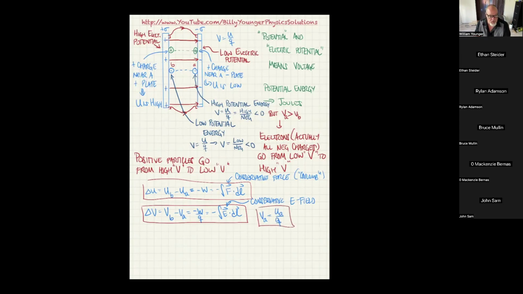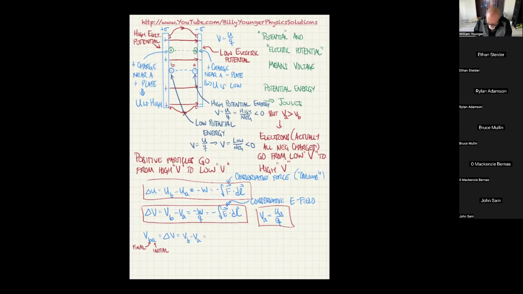But we can also say VBA, which is supposed to be what we call delta V, and notice the subscripts are final and initial. So this delta V is going to be VB minus VA, which is exactly what we had before.